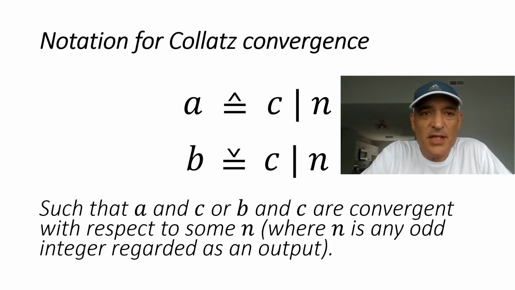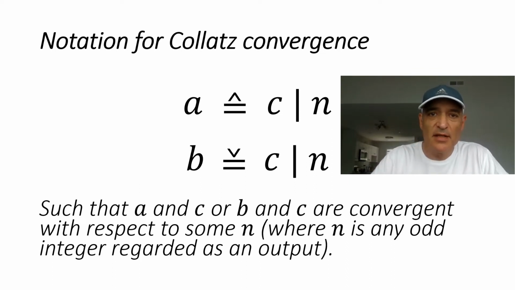Hi, I want to suggest a method for notating Collatz convergence with precision. This can be done with an elementary formula. I've chosen a couple of symbols, the equiangular symbol and the familiar pipe symbol. And the way to read or say this formula is simply: A and C or B and C are convergent with respect to a given output n.